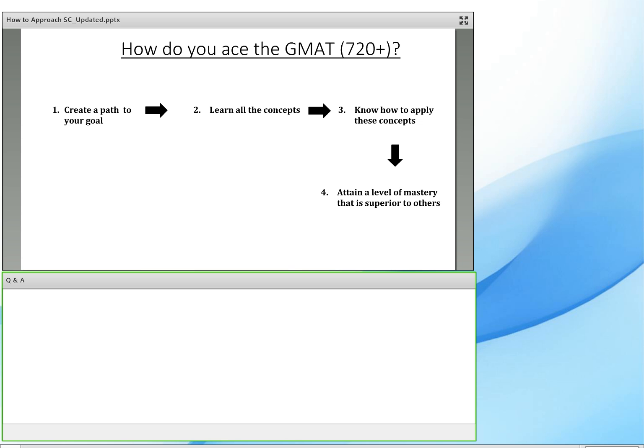Now, the thing to notice here is that each one of these steps is important. If you don't have a study plan, you won't put your energy in the right direction. If you do not know the concepts, then as you move towards solving questions, you're going to falter. If you don't know how to apply the concept, same thing. You won't be able to reach that top 6 percentile of students. And if you don't attain that level of mastery, then you may get a 650, you won't get a 740 or so. And again, that is the difference between an admit to a Wharton or a Kellogg versus one to a lower ranked school.